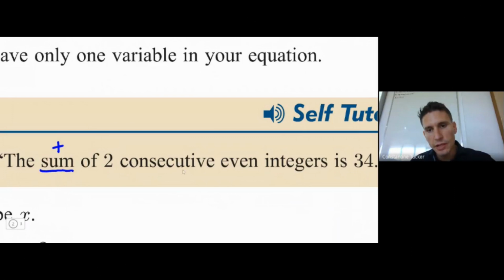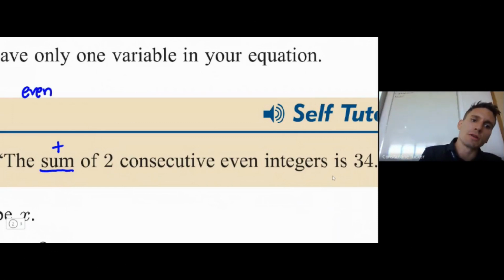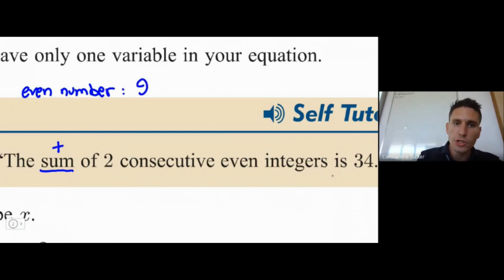2 consecutive even integers. Okay, bear with me now. We've got this notion of even numbers. Let me just write up here. An even number is always 2 times another number. So 2 times x, for example. Because it's 2 times something. Like if you think about 10, it's 2 times 5. If you think about 100, it's 2 times 50. If you think about 6, it's 2 times 3. So an even number is always 2 times something.